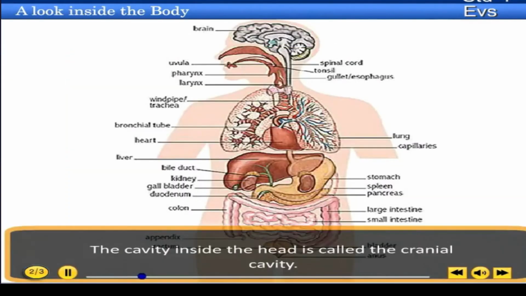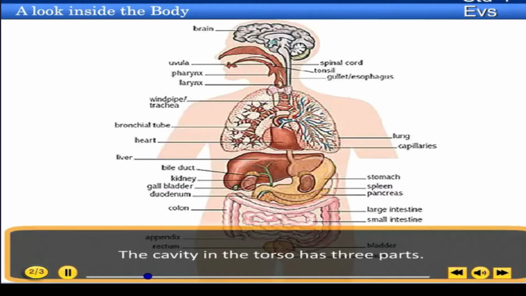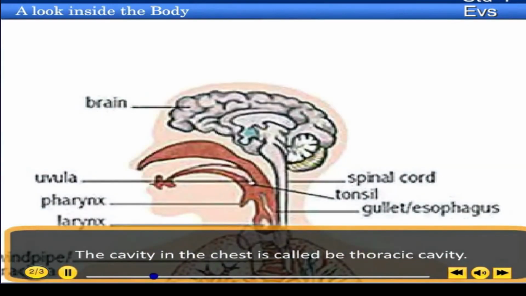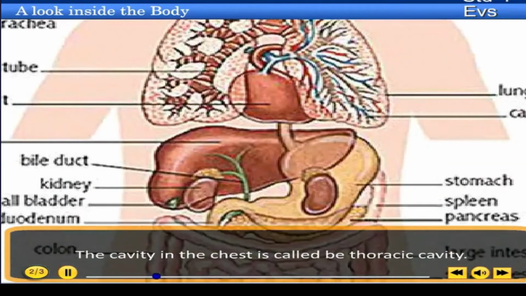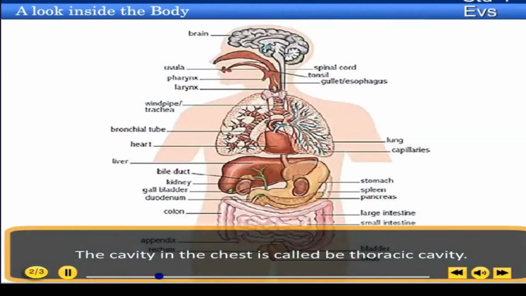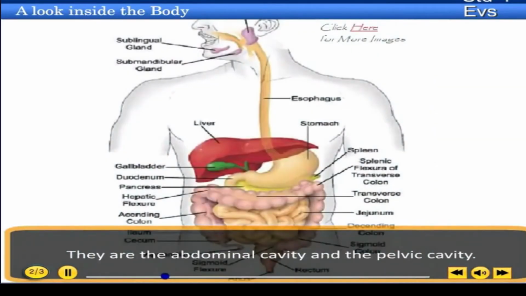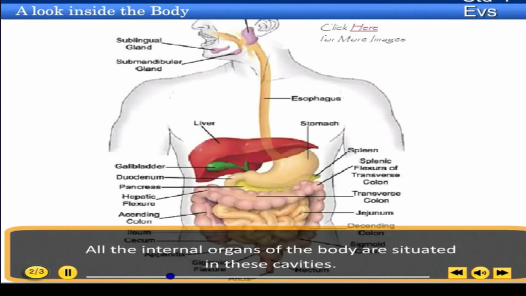The cavity inside the head is called the cranial cavity. The cavity in the torso has 3 parts. The cavity in the chest is called the thoracic cavity. The cavity inside the abdomen has 2 parts. They are the abdominal cavity and the pelvic cavity. All the internal organs of the body are situated in these cavities.